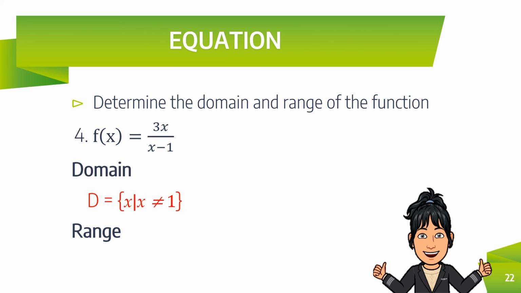Using the inverse of the function, we have now y equals x over x minus 3. The denominator is x minus 3, so we can replace the value of x by any number except 3 because the denominator will become 0. Therefore, the range now will be the set of y such that y is not equal to 3.